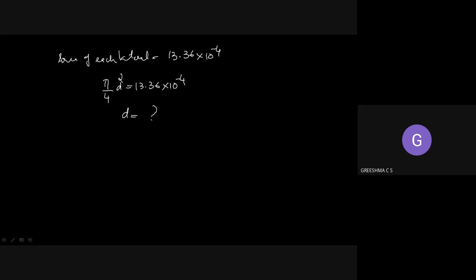Okay, next we have known the area of each lateral. ഒരു ലാറ്ററലിന്റെ ഏരിയ നമുക്കറിയാം. So that is 13.26 into 10 raised to minus 4. Okay, അങ്ങനെയാണെങ്കിൽ can you find out the diameter of the lateral? Okay, that is pi by 4 into d square is equal to 13.26 into 10 raised to minus 4. So from this find out the diameter. How much is the diameter? From this equation, tell me how much is the diameter fast.